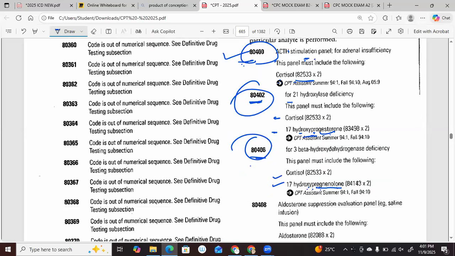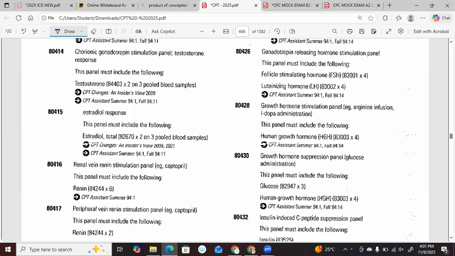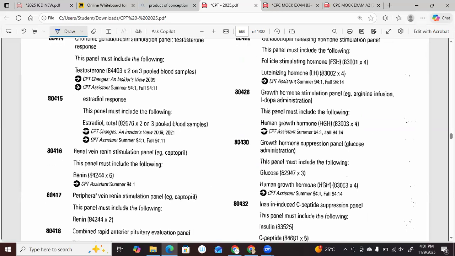Okay. I have one question for you guys. Let's say a patient is coming for the growth hormone suppression panel, and the doctor checked glucose 4 times and HGH 4 times. How are we going to bill? The doctor came for the GHS panel, and for the GHS panel, the doctor did glucose testing 4 times and HGH testing 4 times. How are we going to bill?